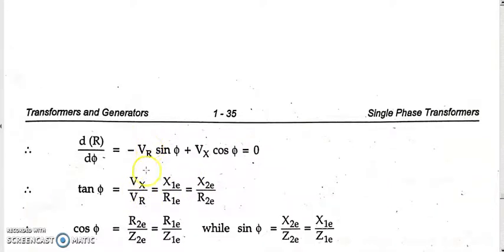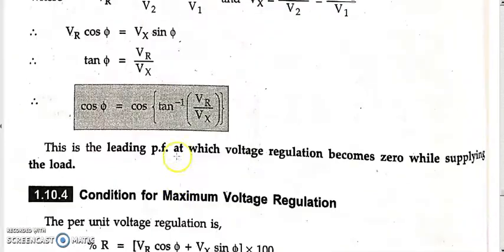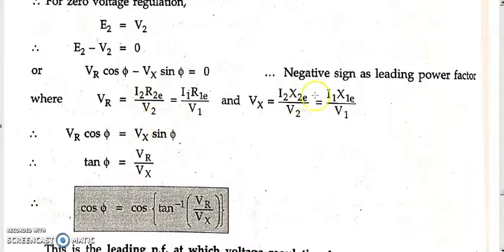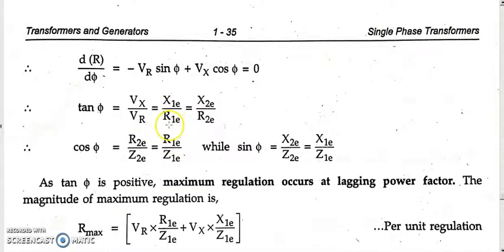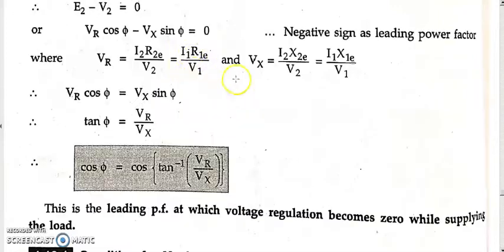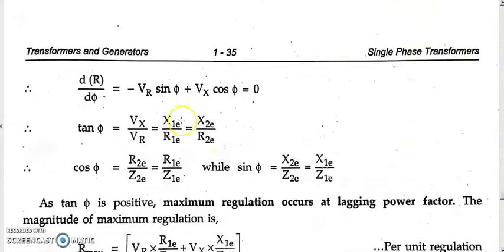And Vx, what value do we have? Vx value is I2 X2e by V2 and VR value is I2 R2e by V2. If I divide one by the other, what I get is X1e by R1e as well as X2e by R2e, because V1 and everything, this I1, gets cancelled. So I get X1e by R1e as well as X2e by R2e.